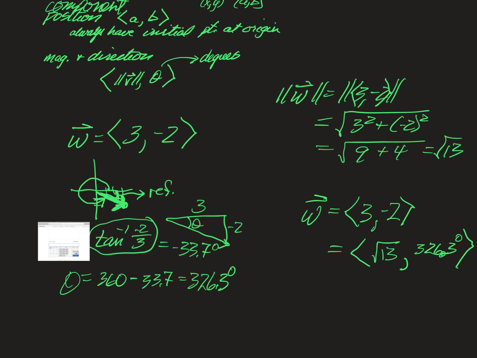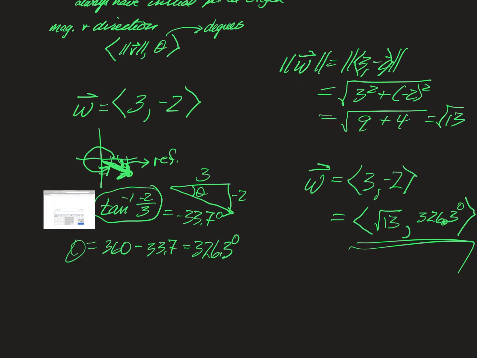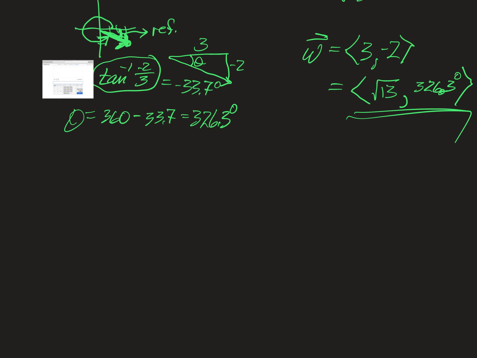And so now here's my vector written in magnitude and direction form. All right? So let's go the other way. The other way is, suppose we have a vector already in magnitude and direction form. Can we find the component form? And that's what we want to be able to do.